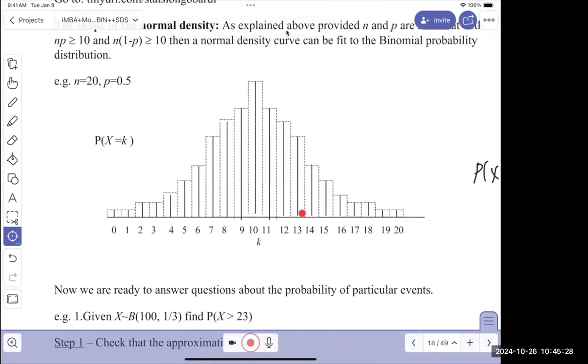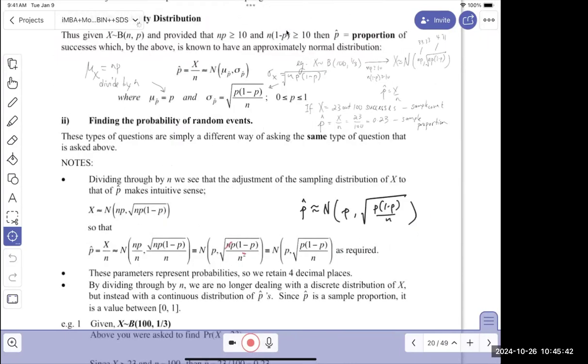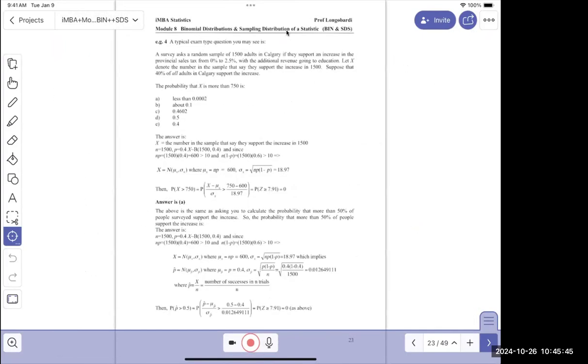I told you we're going to use the normal distribution and it's going to be an approximation, but we can even get closer to the true value if we add or account for this area around each spike. And that should make it a little better. So let's see what I'm talking about.